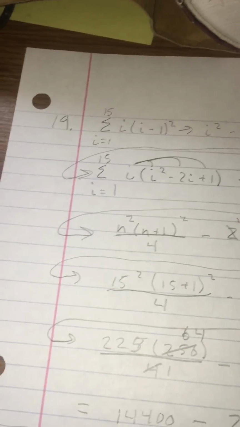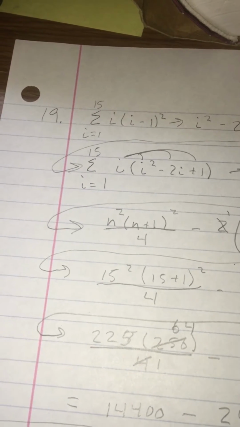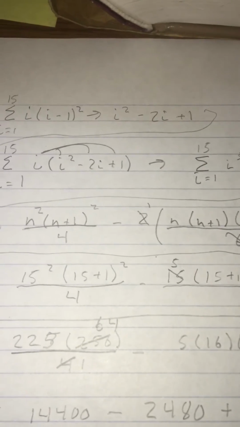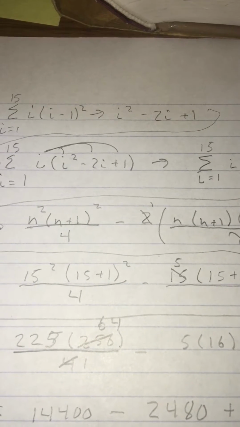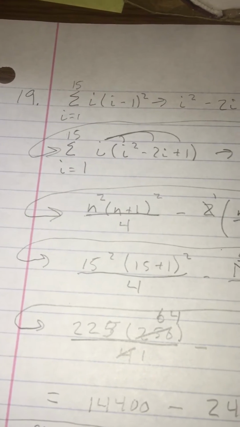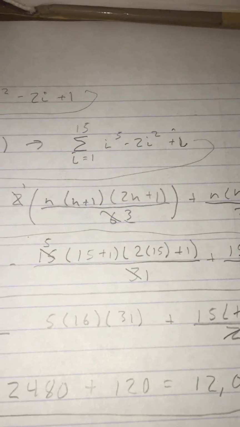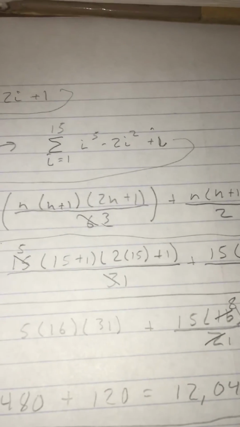All right, so for 19 here, we start with the summation from 1 to 15 of i(i - 1) squared. So first thing you gotta do is you have to square that out to get i squared minus 2i plus 1. And then you'll distribute that i in. Once you do that, you'll have this here.